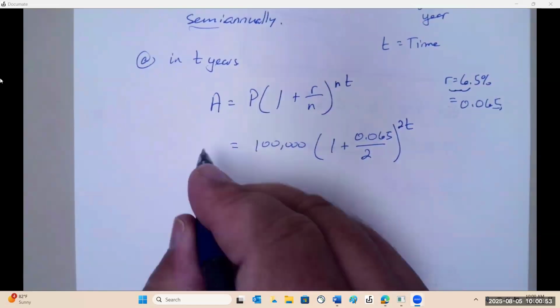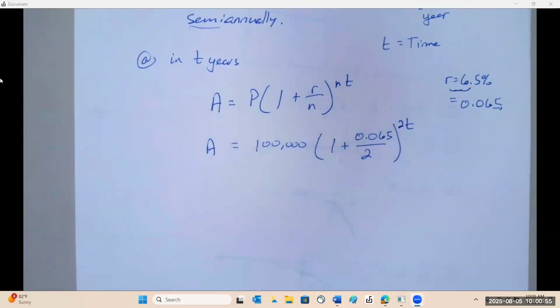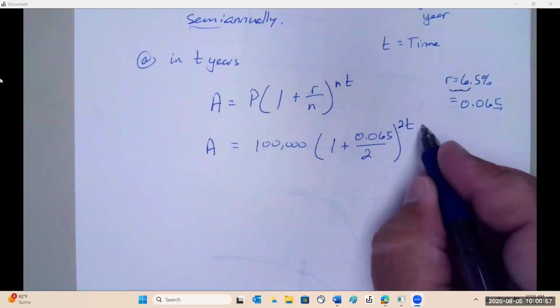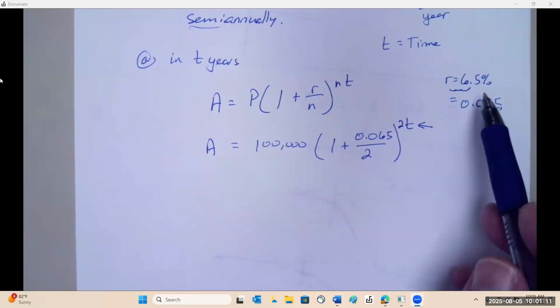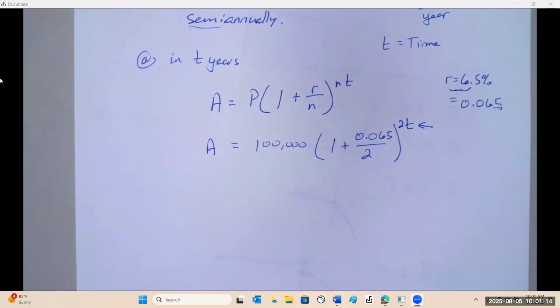This is when you sign your life away, this is what it looks like. The only thing that you have control over is how many years you want to keep the note. And it grows every year by more than 6.5%, because this is twice a year. It grows by that much. So you get screwed pretty quick.